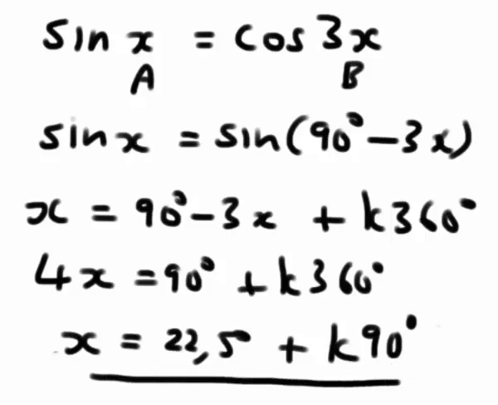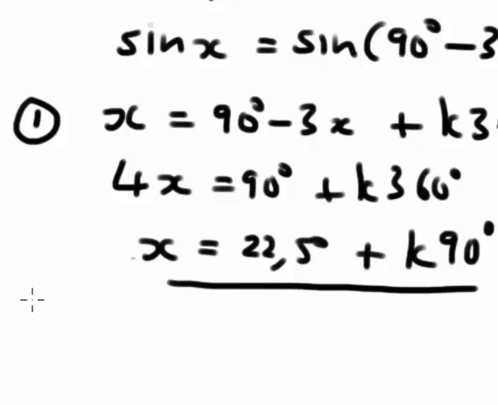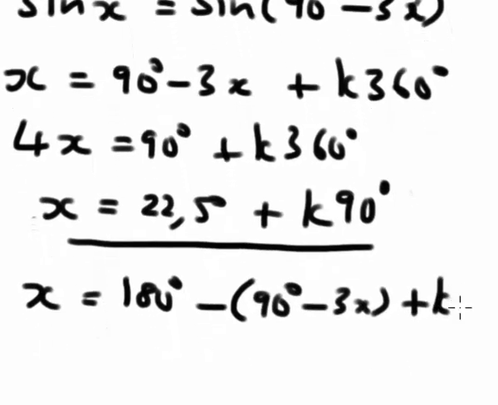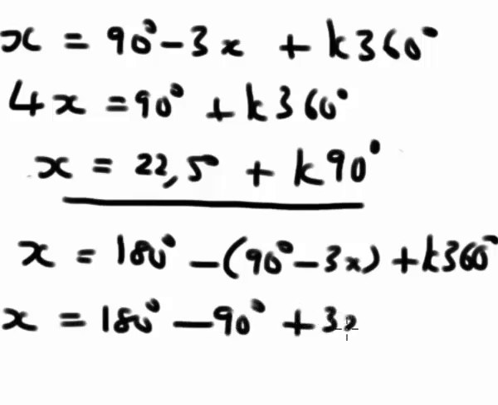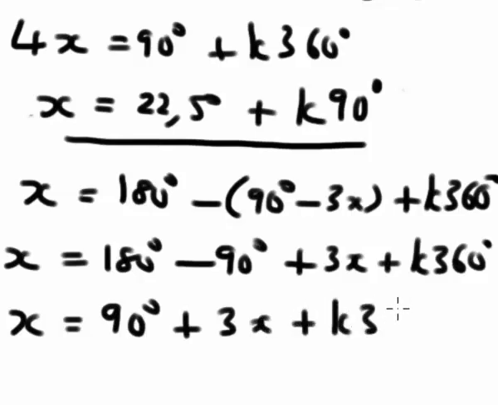Okay, the second option, if you go back to these here, look at sine, the second one would be this one, where it's 180 minus the b thing. So you go and say the second option would be x is equal to 180 degrees minus this whole thing, 90 minus 3x, plus k 360. So what does this come to? 180 minus 90 plus 3x plus k 360. And then x will be, okay, this is 90, pretty easy, plus 3x plus k 360.